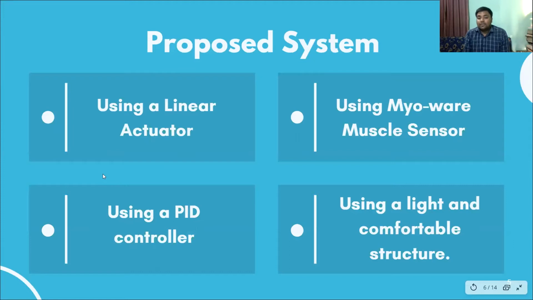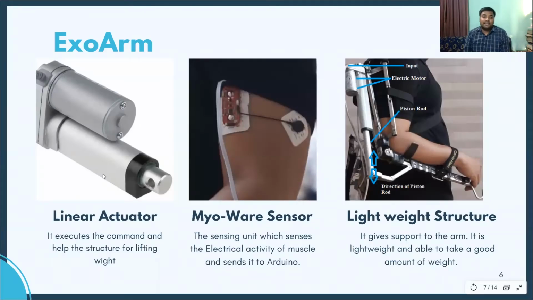Using a lightweight and comfortable structure for this design is very important. As you can see, the name of our device is ExoArm, and it is given at the upper side. On the left side, you can see a picture of the linear actuator that we use. It is quite a good device to use, and it is quite strong, not in weight, but it can pull a lot of weight. What it does is execute the command and help the structure lift weight.